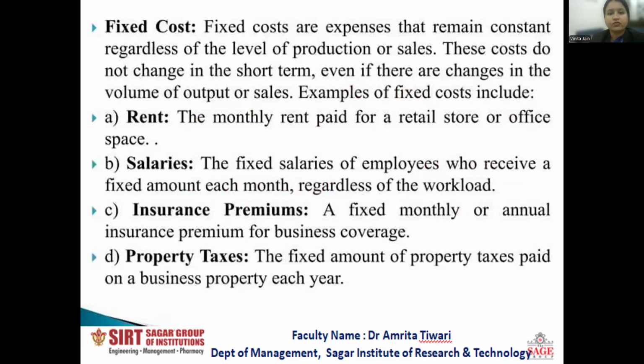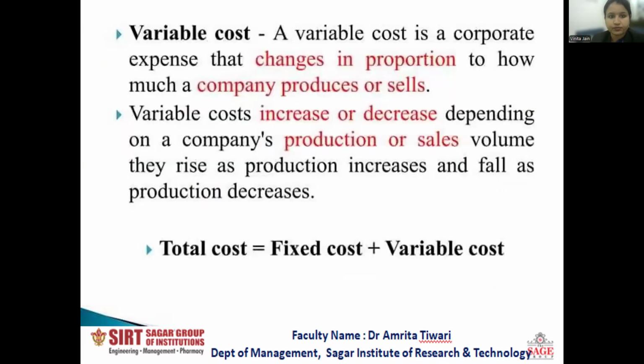Fixed costs are expenses that remain constant regardless of the level of production or sales. These costs do not change in the short term, even with changes in the volume of output or sales. Examples of fixed cost include rent, salaries, insurance premiums, and property tax.